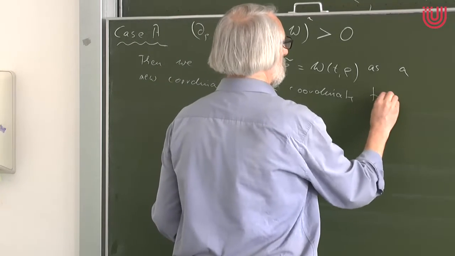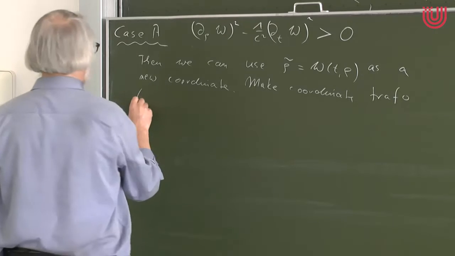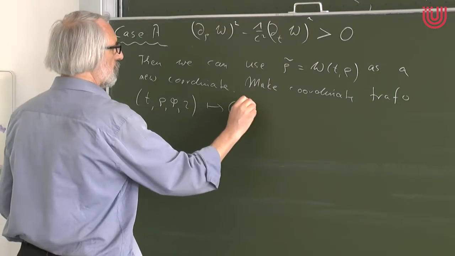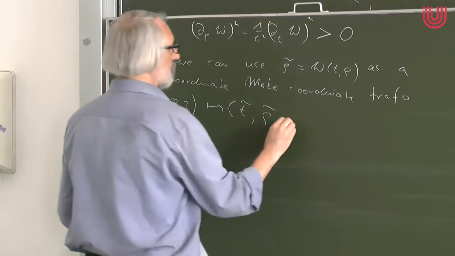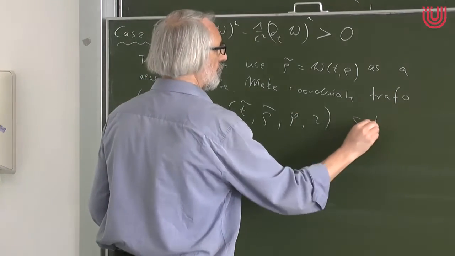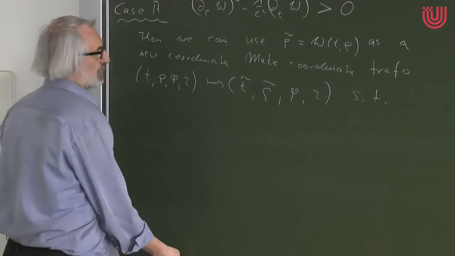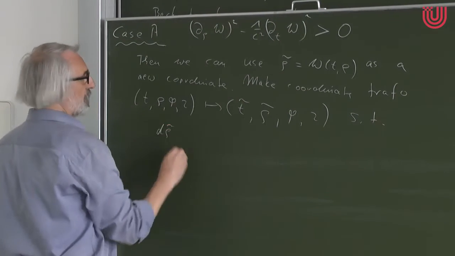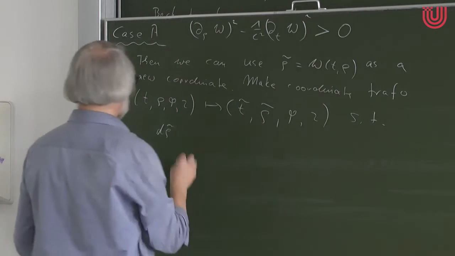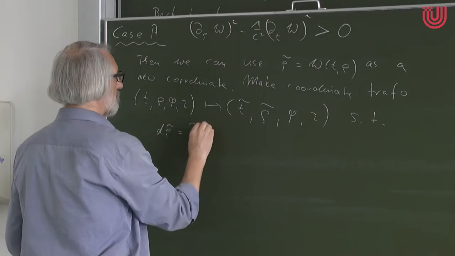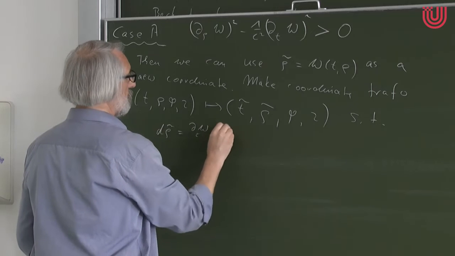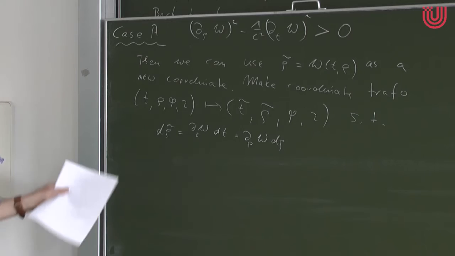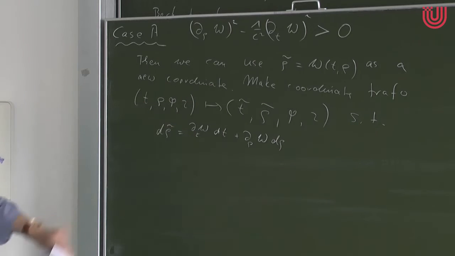So make a coordinate transformation. Our old coordinates have been t, ρ, φ, and z. So I now go to a t tilde, a ρ tilde, a φ, and a z, such that the following holds. φ and z are unchanged. The dρ tilde obviously should be given by this expression. I just take the derivative of the right-hand side. So this is ∂_t W dt plus ∂_ρ W dρ. This is just this here differentiated. So that's the relation I want to have.